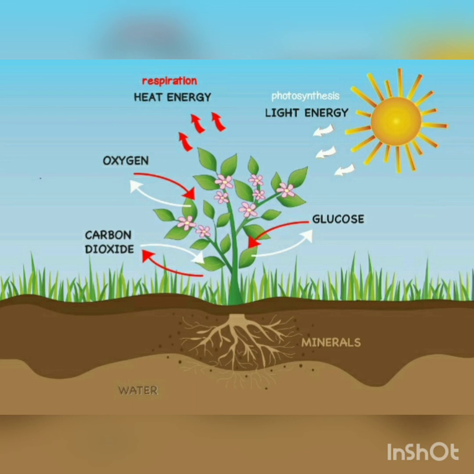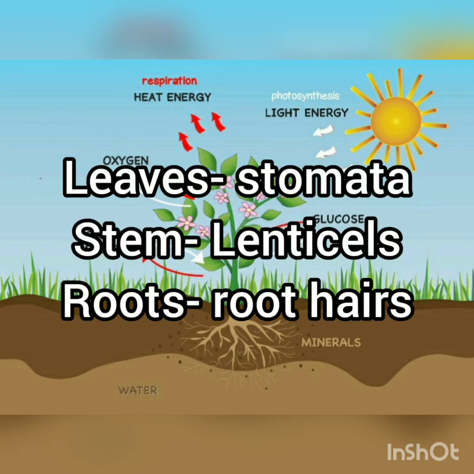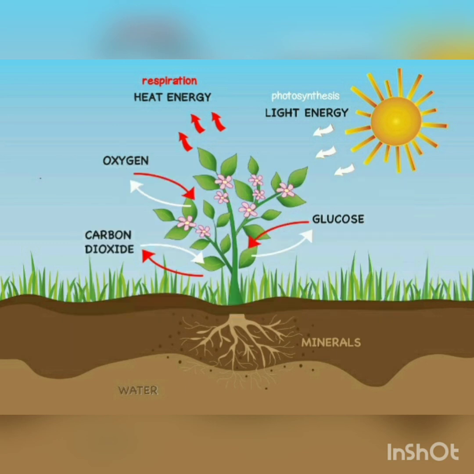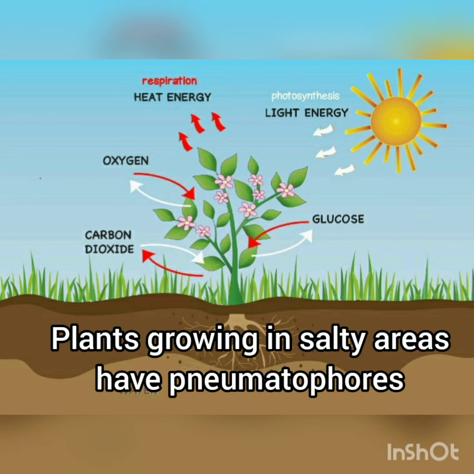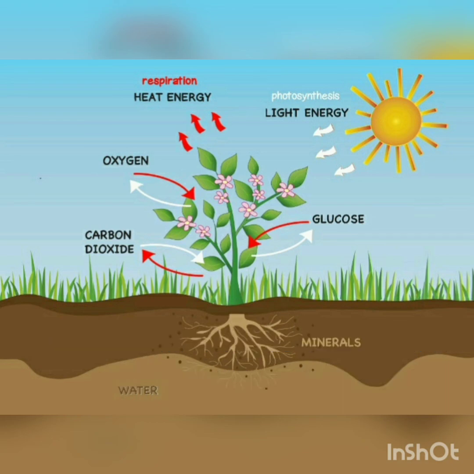So, we have discussed how respiration occurs through all the parts of the plant. In the leaves, it takes place through tiny pores called stomata. Through the stem, it occurs through tiny pores called lenticels, and through the roots, it takes place through the root hairs. However, plants which grow in mangrove vegetation or in salty areas have a special type of roots known as breathing roots or pneumatophores.